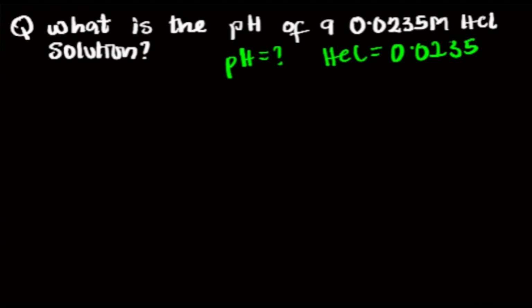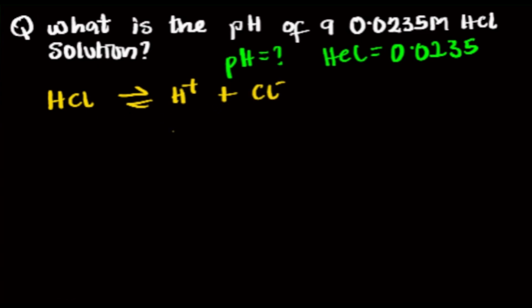0.0235. So what you have to do in this case is write the equation for the dilution of this hydrogen chloride. From that case, we're going to have hydrogen chloride dissociate into H plus and Cl minus, right?